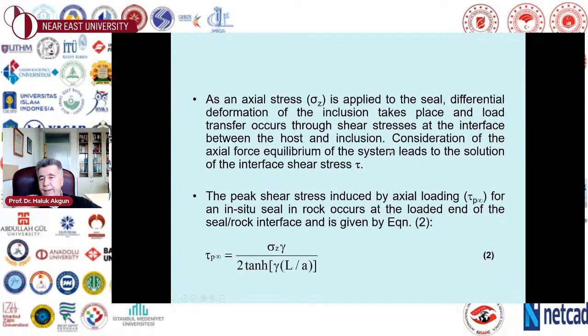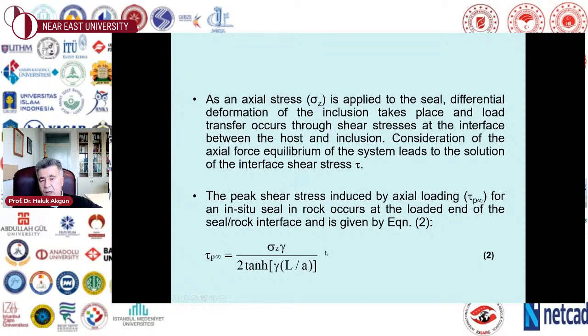And we were able to do that because the peak shear stress induced by axial loading, for a plug in an infinite rock mass, or an in-situ seal if we want to name it, is given by this equation. And as you can see, this is an exponential kind of distribution. We have the applied axial stress at failure, and gamma is a parameter that I will be giving on the next page. And the good thing about this is it contains the length to radius ratio, so we can iterate this equation to find the required length of a seal like this that satisfies a factor of safety without any shear failure.